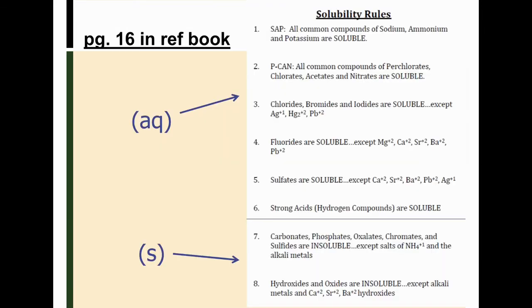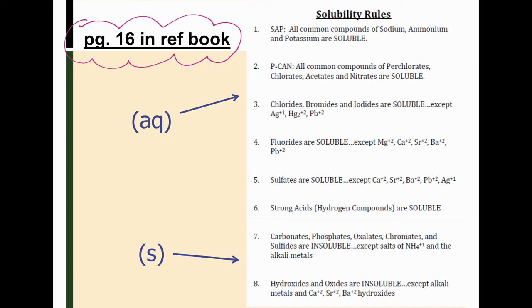But the other way you can keep these in mind and memorize these is they are in your reference book on page 16. So if you go to page 16 in your reference book, you'll see this page that I put in right here. Okay, these first six are telling you rules about things that are typically aqueous. In other words, they are soluble, meaning they do dissolve. Notice it lists the exceptions as well. So chlorides, bromides, and iodides are usually soluble unless they're paired with one of those three. Fluorides are typically soluble unless they're paired with one of these five, etc.